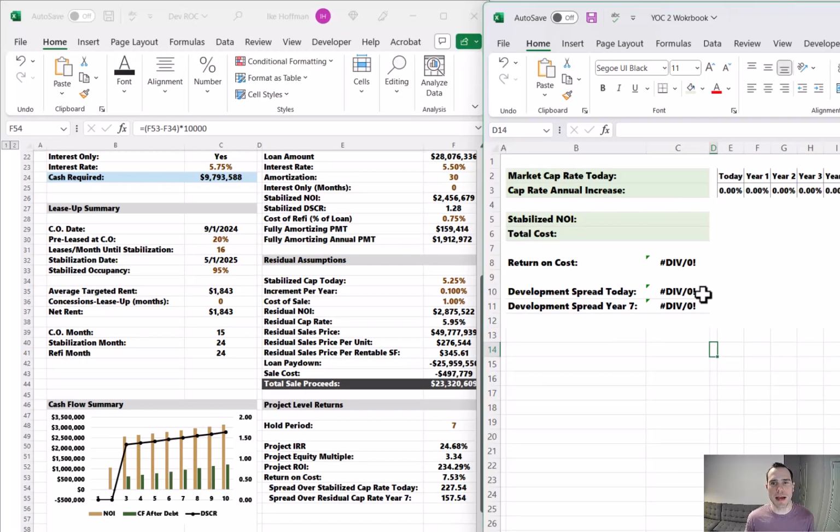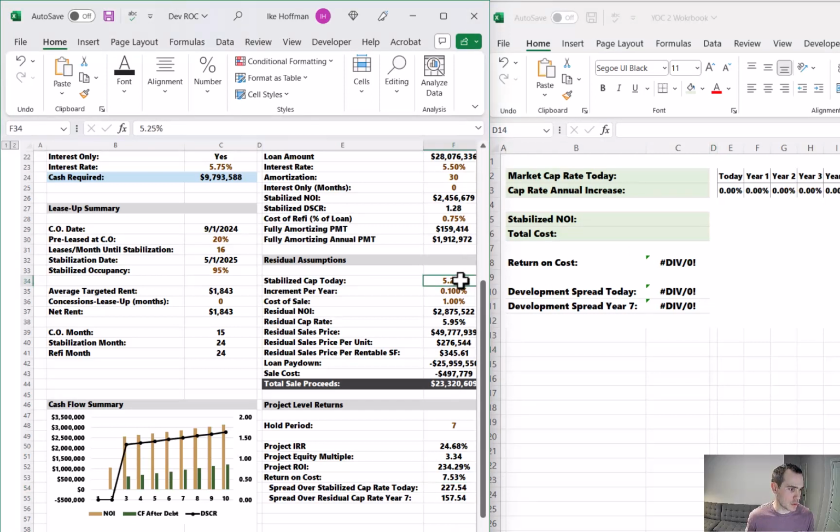So how most Tactica models work is the model usually asks you for a stabilized cap rate today. You can see it in the actual development model. I have plugged in 5.25%, and then there's an increment per year. Why I do this is conservative underwriters will typically increase the residual cap rate every year that they hold the investment. They'll do this so the returns in the pro forma aren't heavily dependent on just a high residual value.